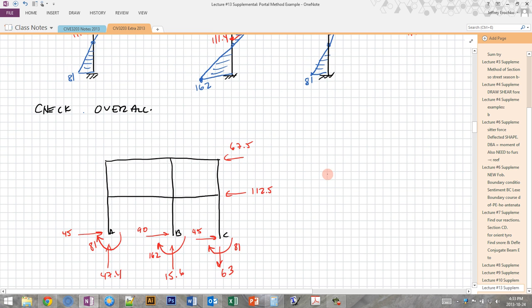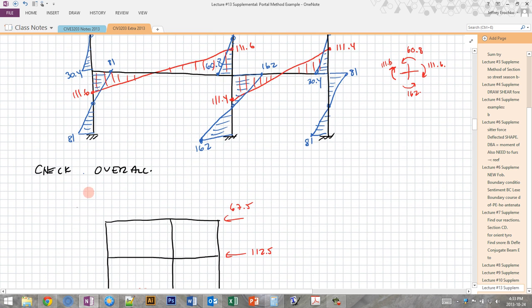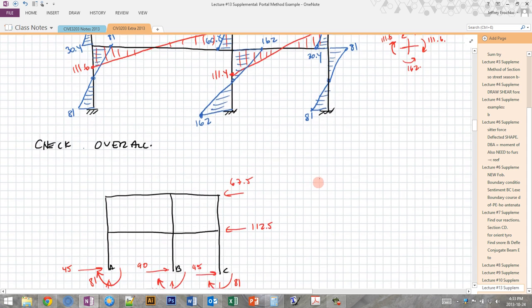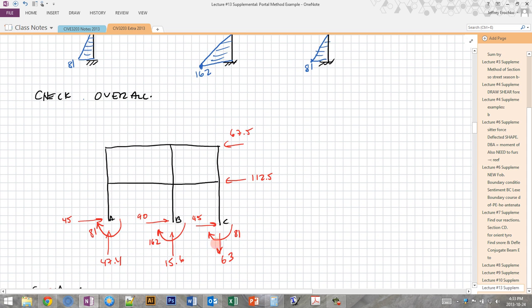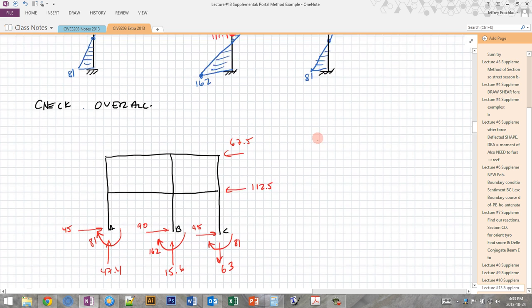If you're doing this on an exam, for example, and you have some extra time, this is something that's really good to do. So at least if you get to this point and you find that your equilibrium doesn't make sense, then at least you can say, well, it looks like I've made a mistake somewhere along the way. I don't have time to fix it, but I recognize that there's a problem. And that's the full portal method.